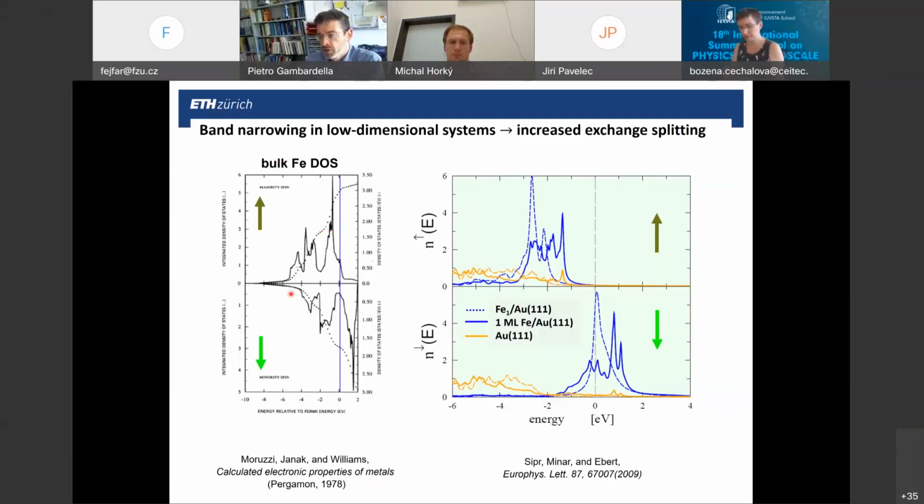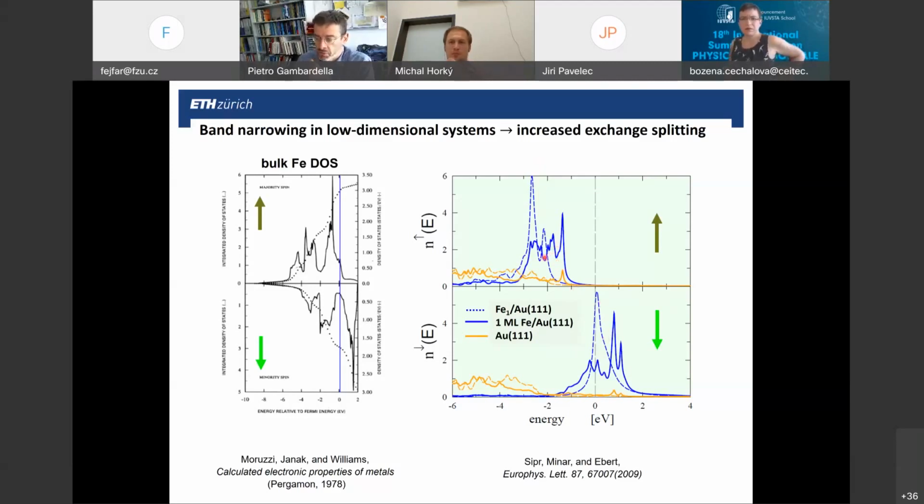However, if we consider iron thin films, as we have here for a monolayer of iron on a gold substrate, we see that this density of states is now narrower. So we have more states that are confined in a narrower energy interval. And if we further reduce the dimensionality of the system, so if we go to single iron atoms on this gold substrate, this density of states is now even more narrow and peaked.